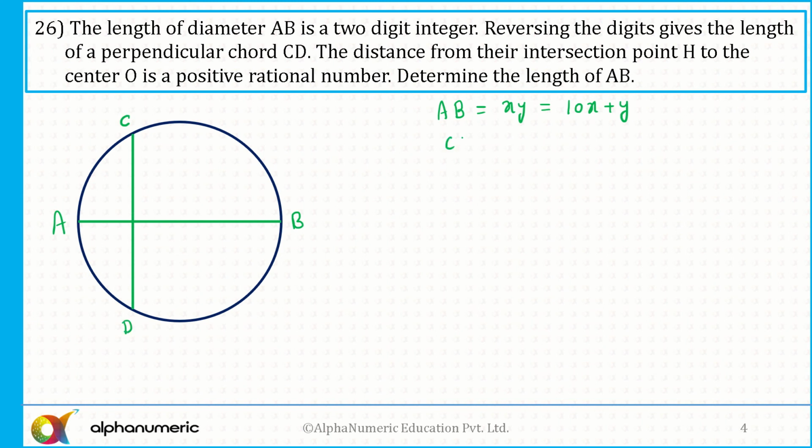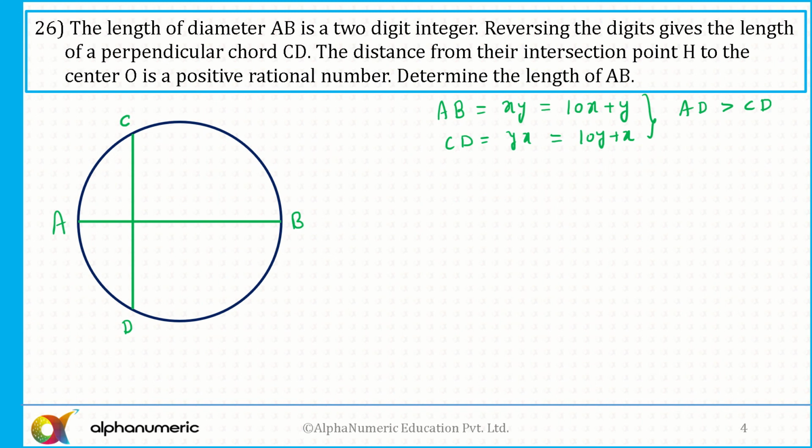And the length of CD is nothing but the reverse of the length of AB, that is yx. So yx is equal to 10y plus x. And since AB is a diameter and CD is a chord, the length of AB, the diameter, has to be greater than the chord CD. Okay, so that is very, very important here.